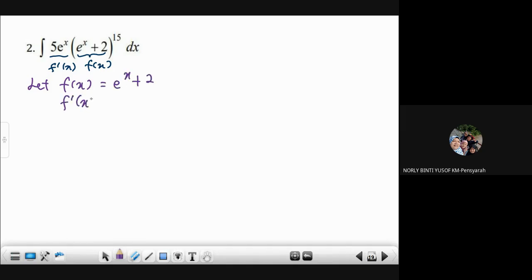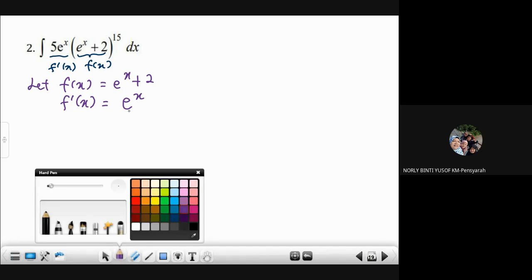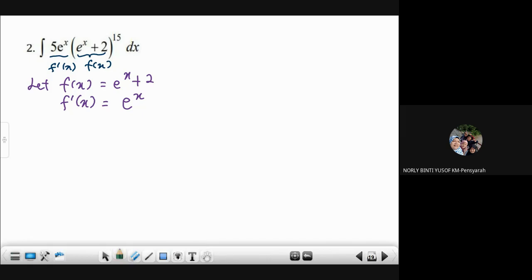So f prime x you akan dapat e power of x. Sebab exponential differentiate dapat e power of x kan. Patutnya 1 lah kan. Tapi dah tahu differentiate power tu x tu 1 tak tulis pun tak apa. Differentiate 2 kosong. So you tak dapat exactly tau. Kat sini adalah 5e power of x kan. So you kena adjust lah kat situ. Tapi tulis dulu using the formula.